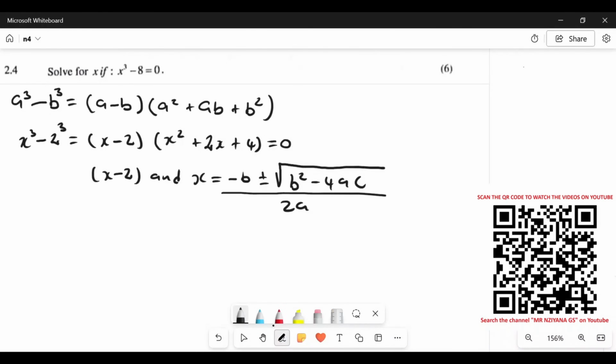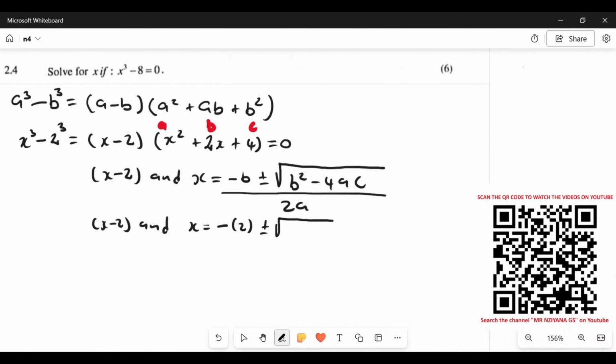Now, remember, a is a coefficient of x squared, b is a coefficient of x, and then c is a constant. So let's not forget. Let's do some substitution there. We're going to keep on dropping this one here, x minus 2, and let's start substituting on the second one. So b, we say it's a coefficient of x, which is actually 2. There we go, plus or minus.